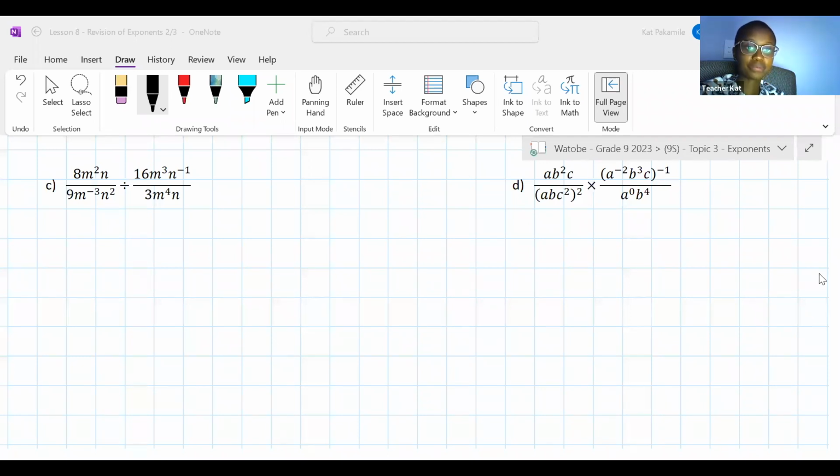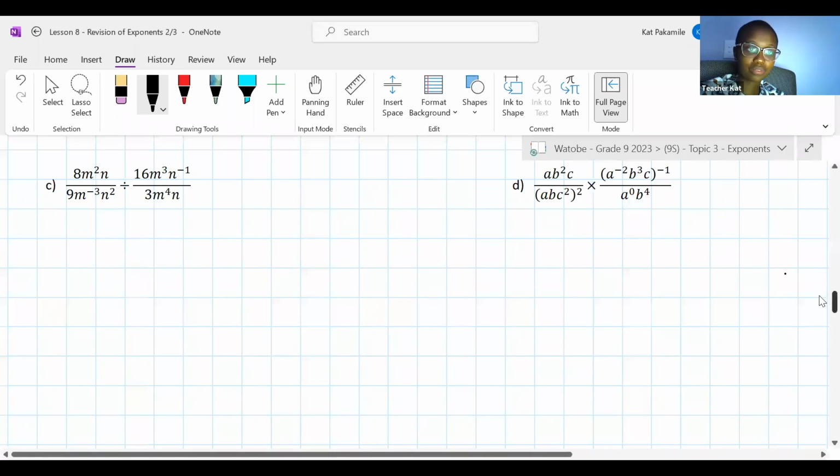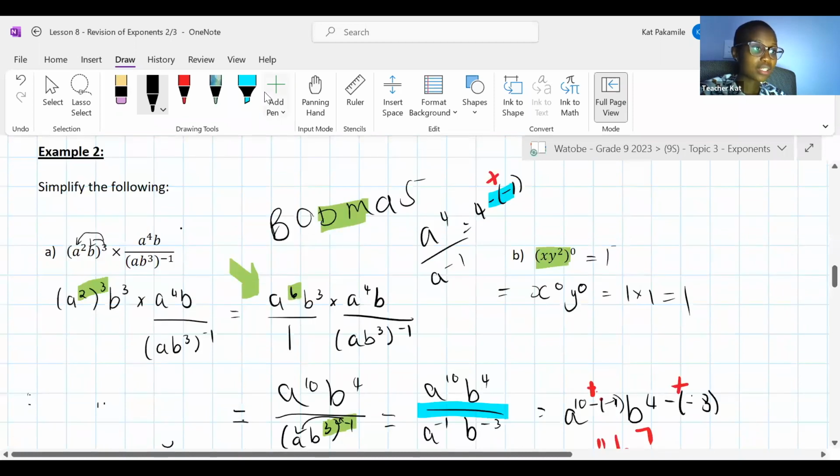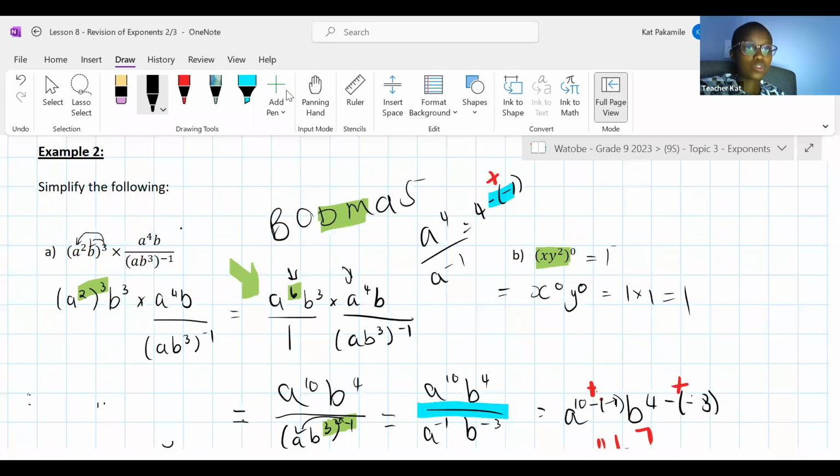Ma'am, how did you get A to the power of 10 on that? We added. Remember, when you multiply, what do you do to the exponents? Oh, we added the exponents. And remember, we had a 6 and an A to the power of 4. So we said 6 plus 4 equals 10. Did I answer your question? Oh, I get it now. Thank you, ma'am. Beautiful. You're welcome.